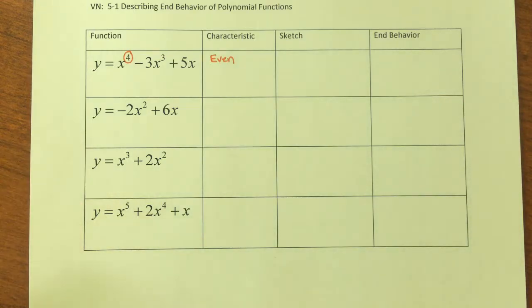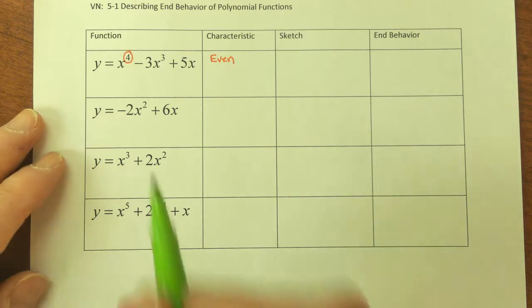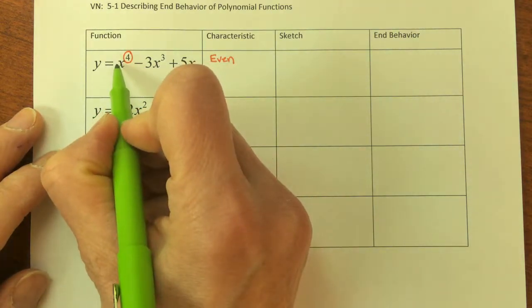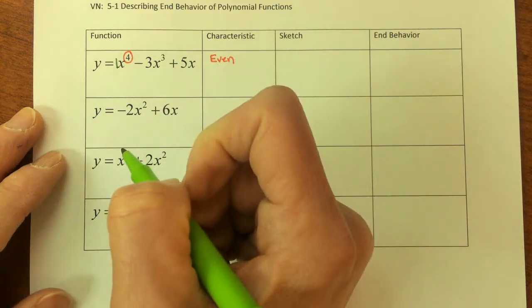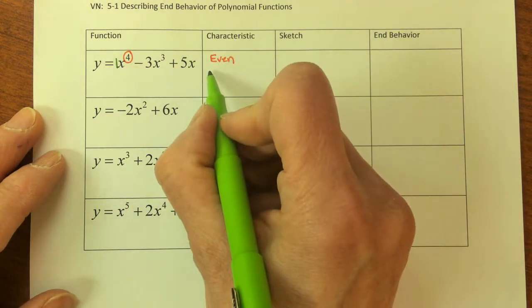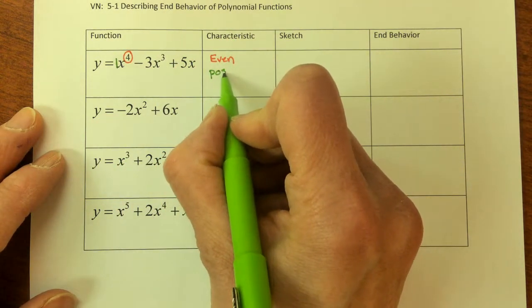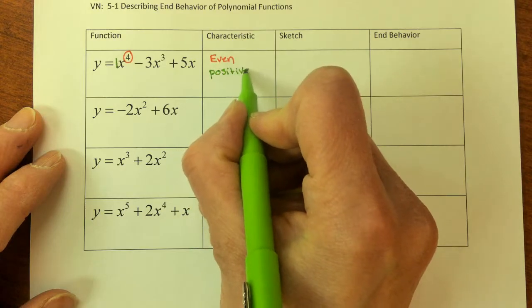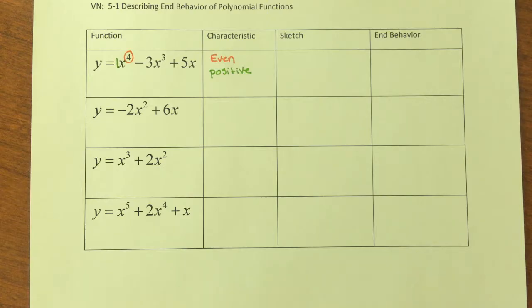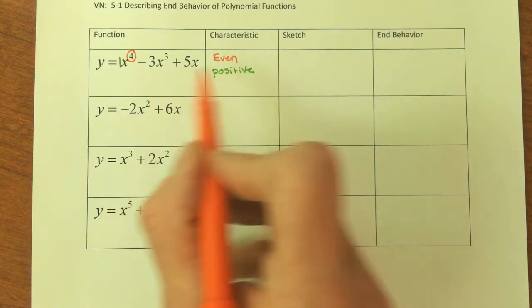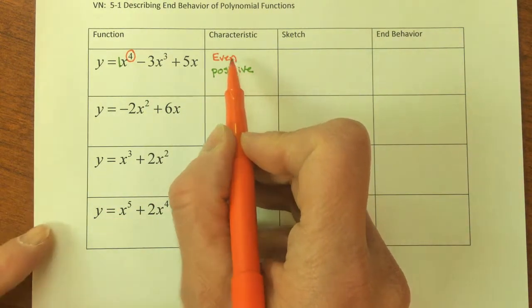The other thing that I want to look at is, is this lead coefficient positive or negative? So my lead coefficient here is 1, and 1 is positive. So what does this mean for my sketch? It means ends go in the same direction.